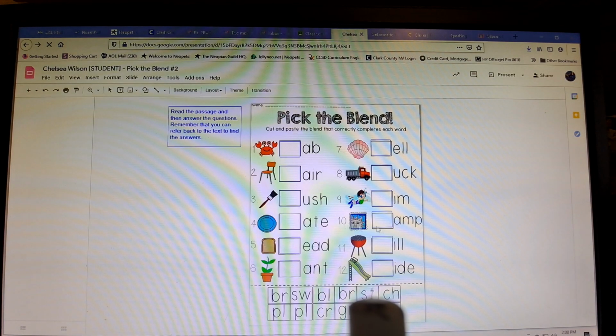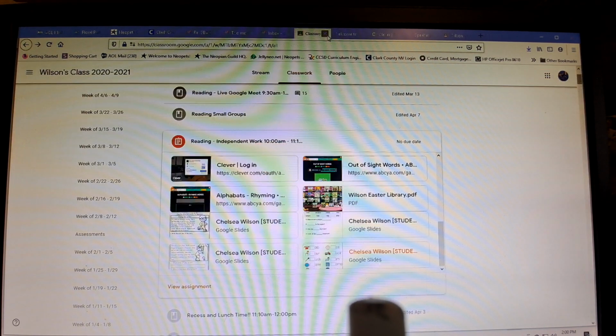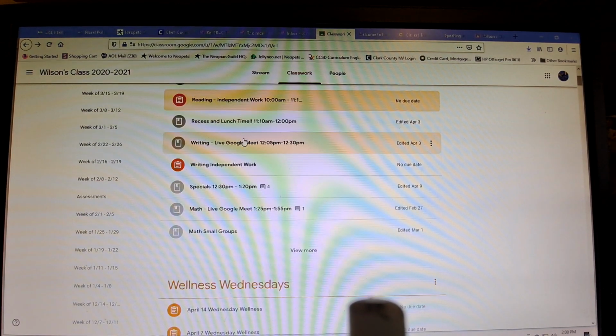And then blends, more blends, beginning blends. These you actually just type into the box. They have examples of the blends down here at the bottom: BR, SW, BL, ST, CH, PL, GR. So we'll go over this as a class as well. So that is reading this week.